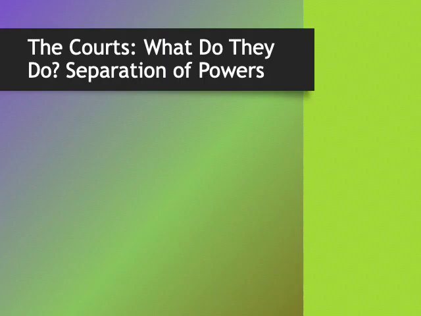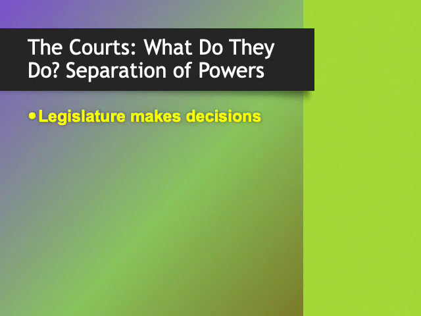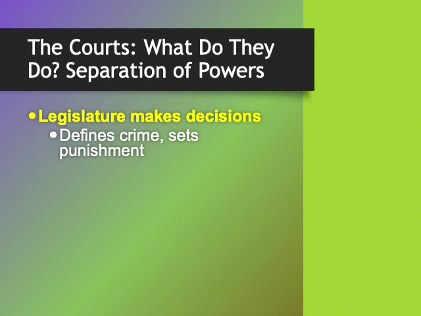So the first question we're going to answer is, what do courts do? And the best way to think about what courts do is to think about them in relationship to the other branches of government within the United States system. And so, as you probably know from high school or a class that you've taken in college, there are three branches of government in the United States, and they all have separate powers. The first branch is the legislature, okay? And what the legislature does basically is they make decisions, okay?